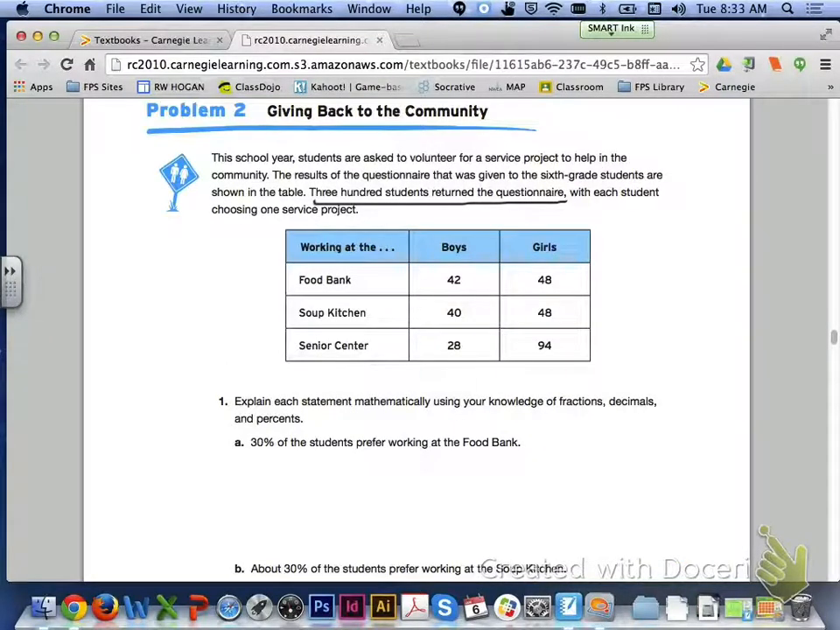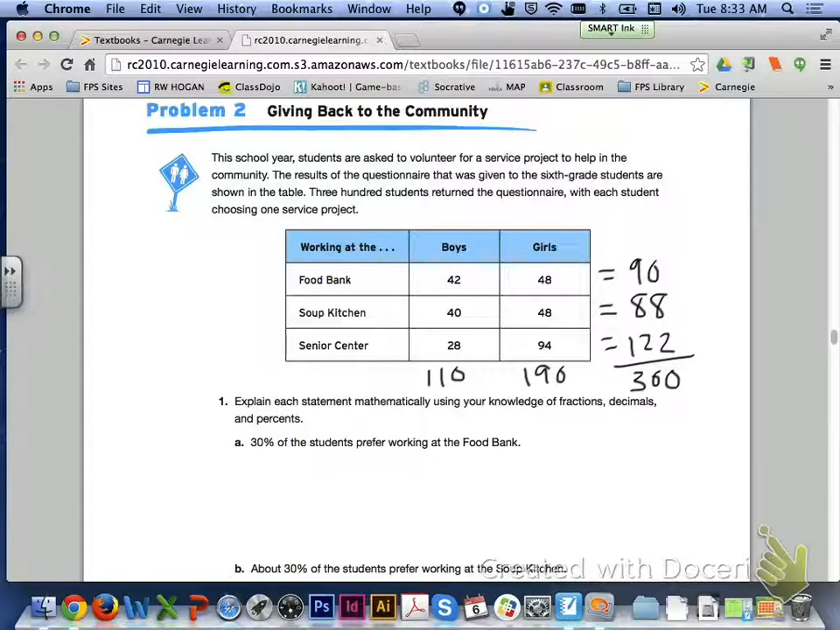Let's move on to problem 2 on page 422, giving back to the community. It says, this school year, students were asked to volunteer for a service project to help in the community. The results of the questionnaire that was given to the 6th grade students are shown in the table. 300 students returned the questionnaire, with each student choosing one service project.